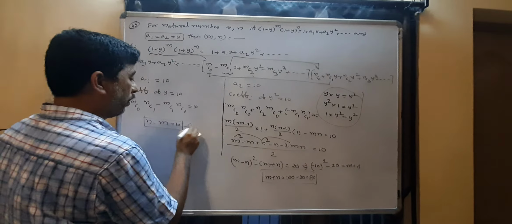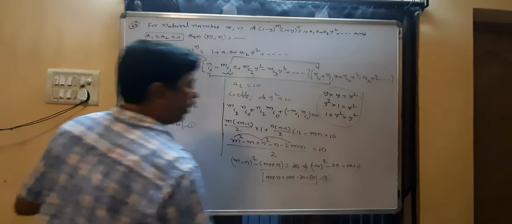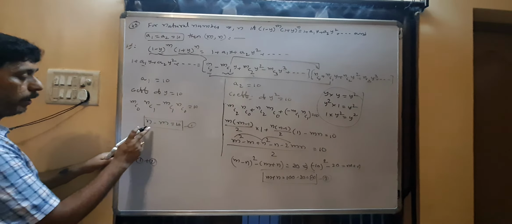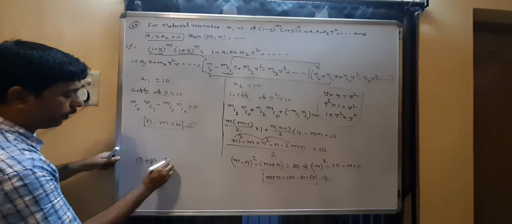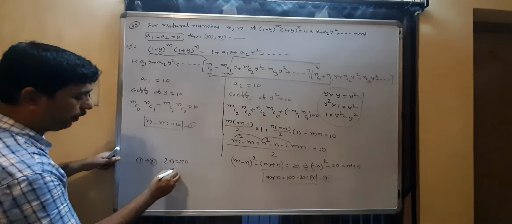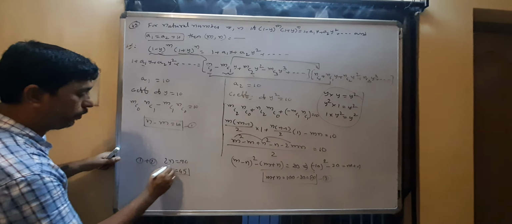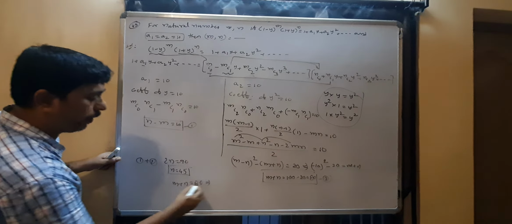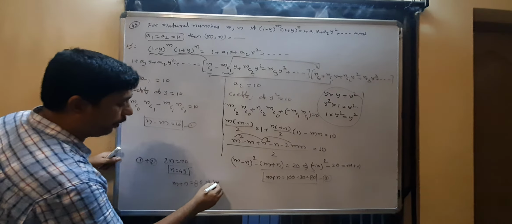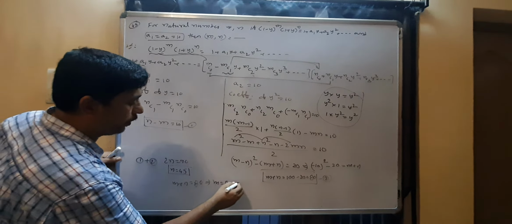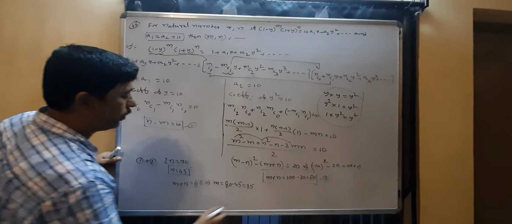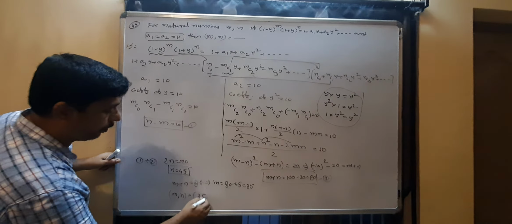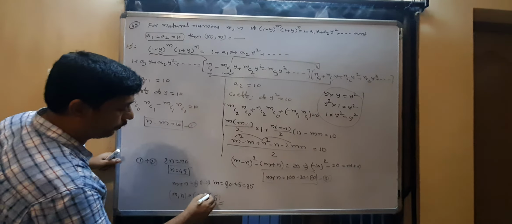This is equation 1, this is equation 2. Add 1 plus 2: n plus n is 2n, 2n equal to 90, so n equal to 45. Therefore m plus n equal to 80, n value is 45, m equal to 80 minus 45, that is 35. So m comma n equal to 35 comma 45 is the answer.